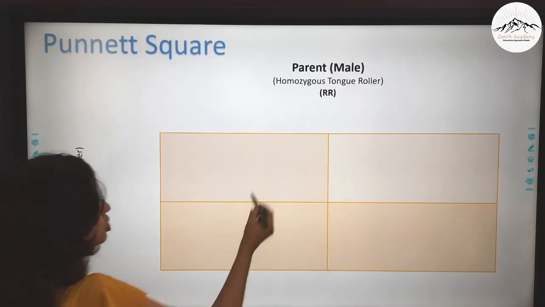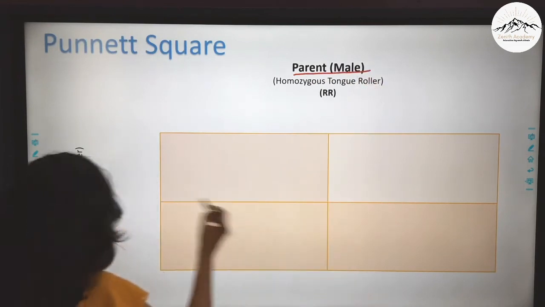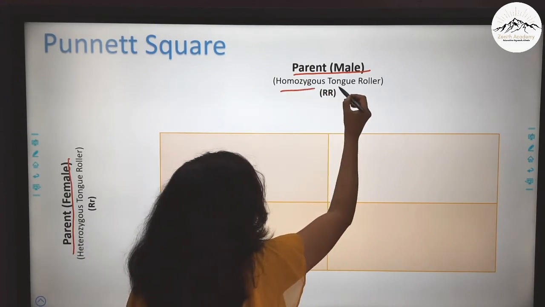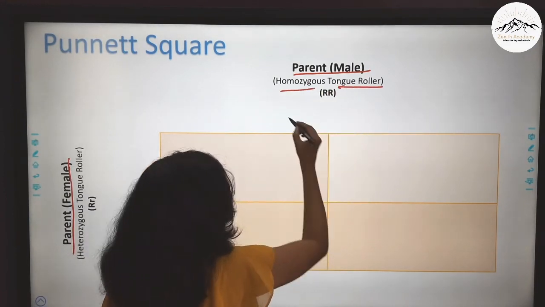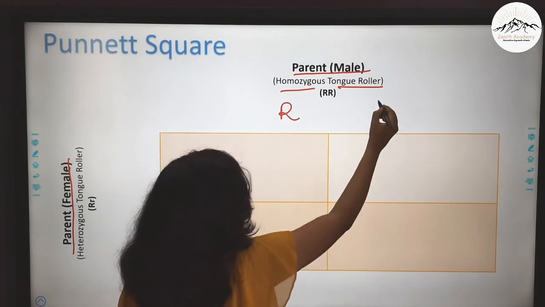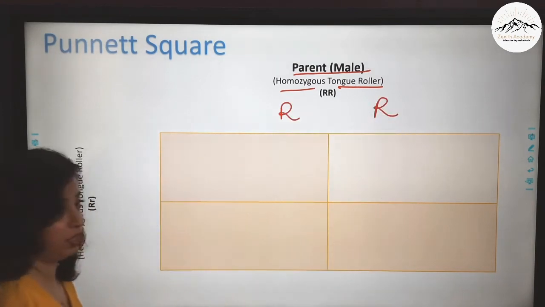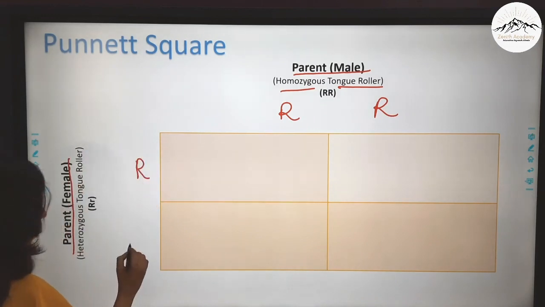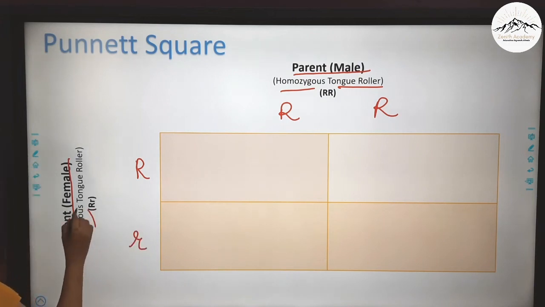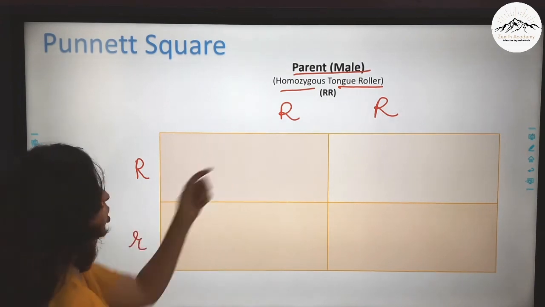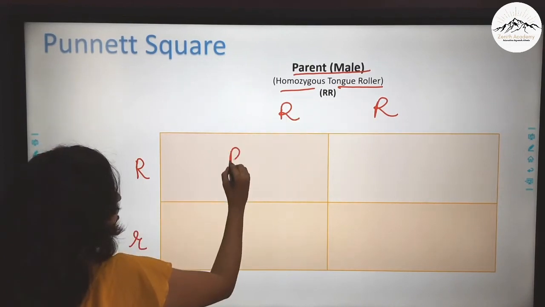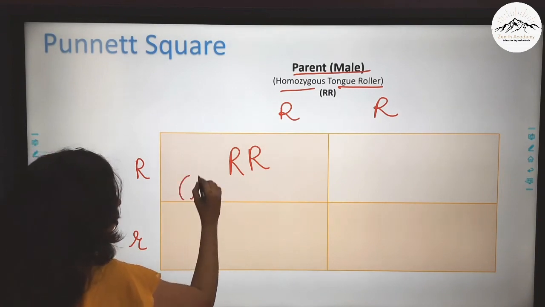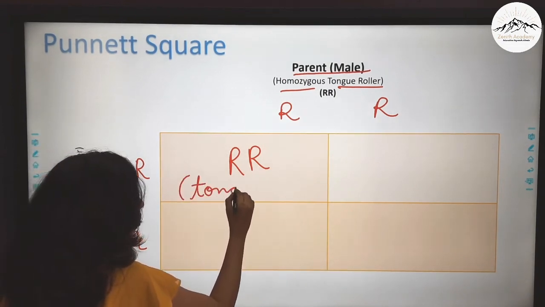Now here you can see a Punnett square where one parent is written here and another parent is written here. This male parent is a homozygous tongue roller. Homozygous means same, RR. So one chromosome is having R, another chromosome is also having R, capital R. Now this is a heterozygous tongue roller. So one is capital R, another is small r, because it is heterozygous, right? So now we'll form the combinations. This capital R and this capital R give you capital RR. Okay, this is the genotype. And what will be the phenotype? What you can see here, this will be a tongue roller.